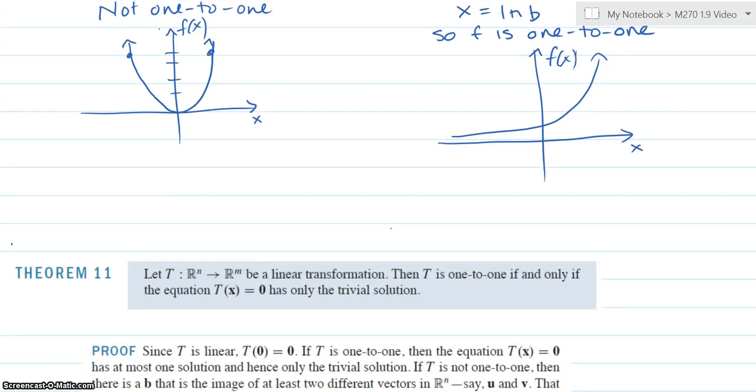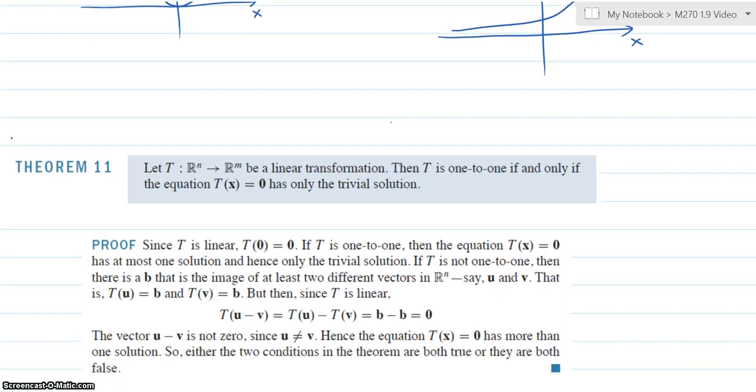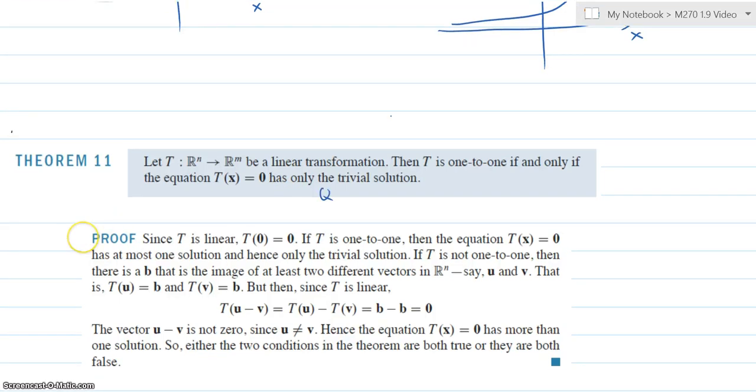Now let's work with our transformations. We have a theorem. Theorem 11: if we have a linear transformation T, it turns out that T is one-to-one if and only if the homogeneous equation T of x equals 0 only has the trivial solution. They have the proof in the book that let's just quickly go over.